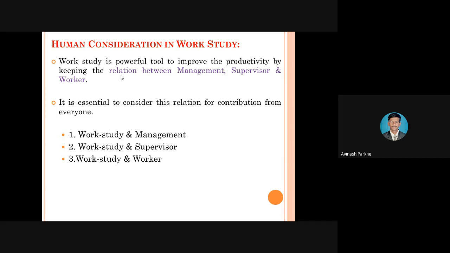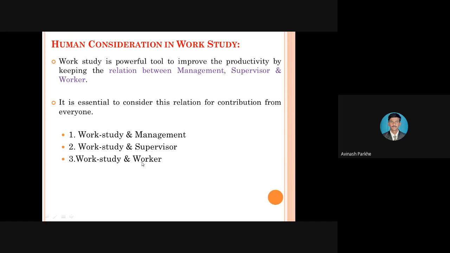And after that, these human considerations can be divided into two types. So here at the bottom I have written work study and the management. That means what is the role of management in the concept of work study. Second, work study and the supervisor means what is the role of the supervisor in work study.